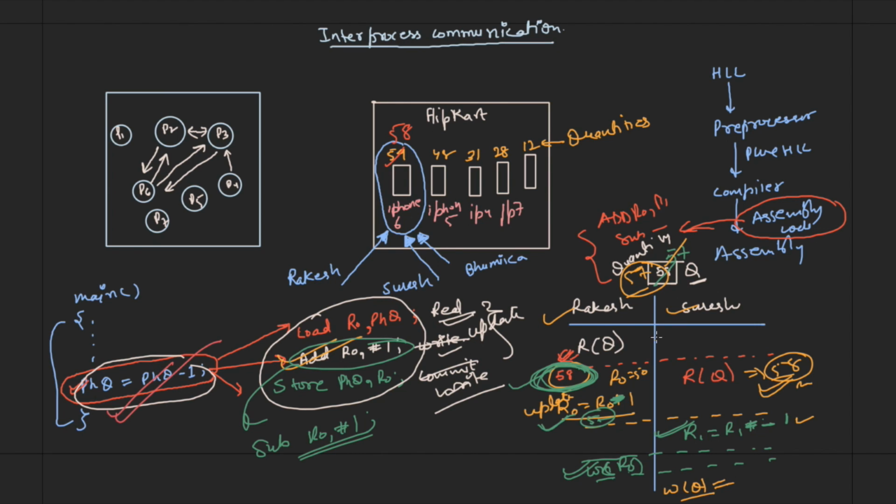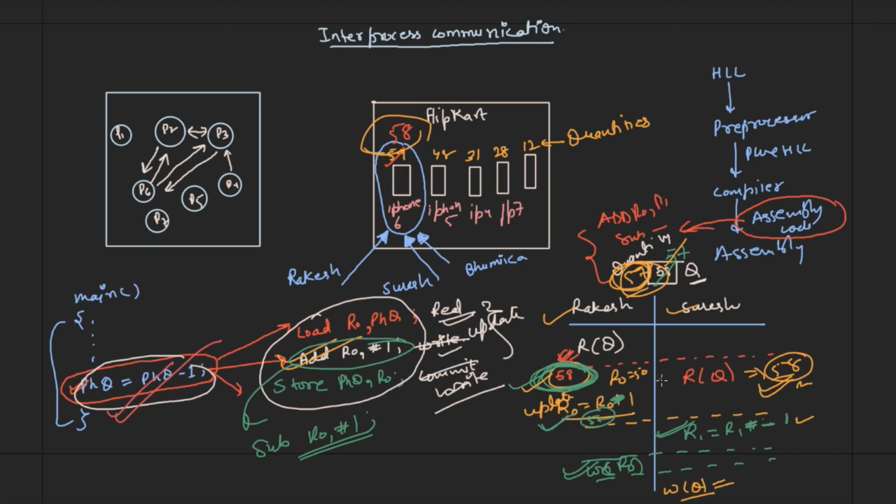Rakesh and Suresh both bought the same phone. Rakesh also bought the iPhone 6, and Suresh also bought the iPhone 6. They both have seen that there are 58 mobile phones, but after buying 2 mobile phones, the value should be 56, but here the value is only 57.